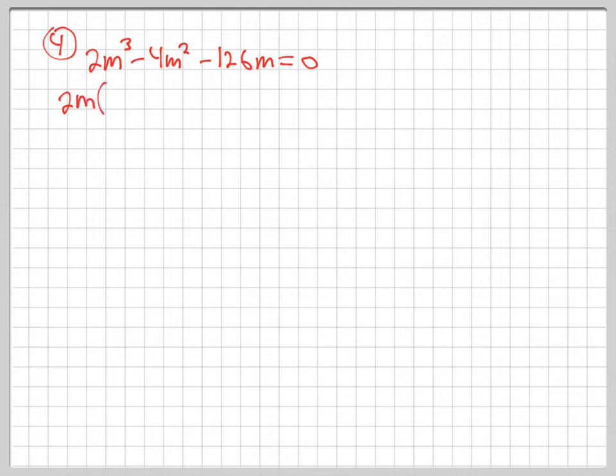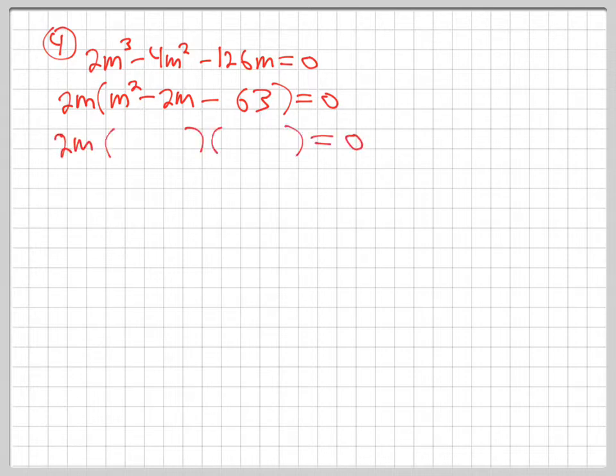So I'll do the first step. So you just leave the 2m there, and then that other part, you do the 2 parentheses on. Remember that? That multiply to be 63. 7 and 9. Yeah, 7 and 9. Yep, so it's m with a 7, m with a 9.